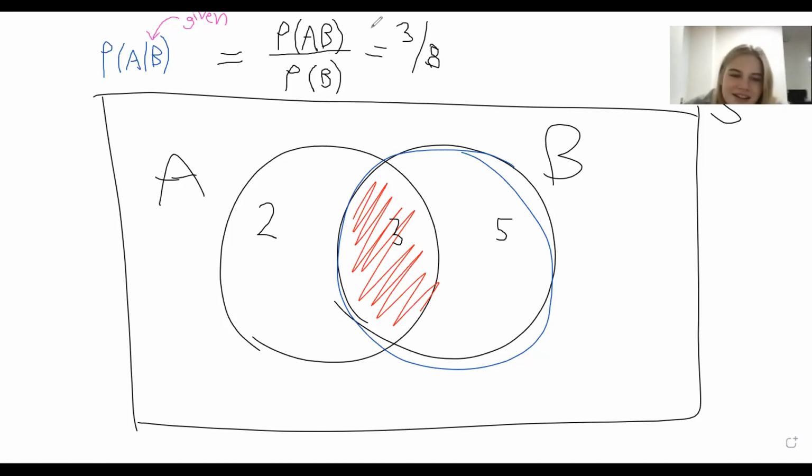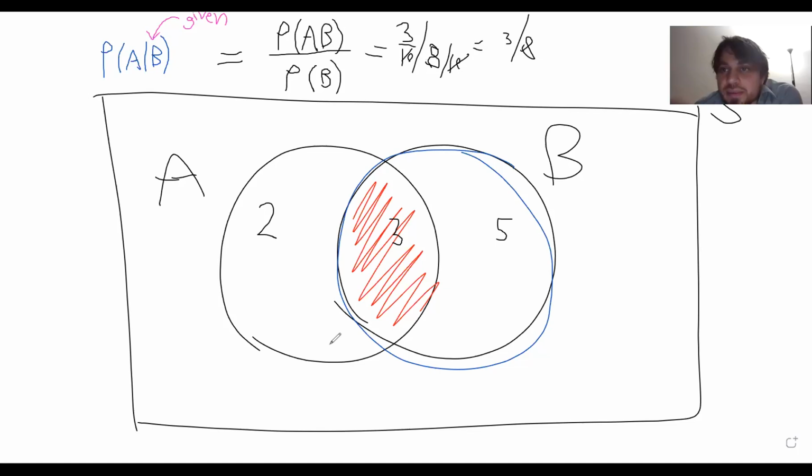Okay, I got it. I guess it would be 3/10 divided by 8/10, and then that would be 3/8. I just got rid of the denominator. Okay, yes, it makes sense. That makes sense? Yeah. Okay.